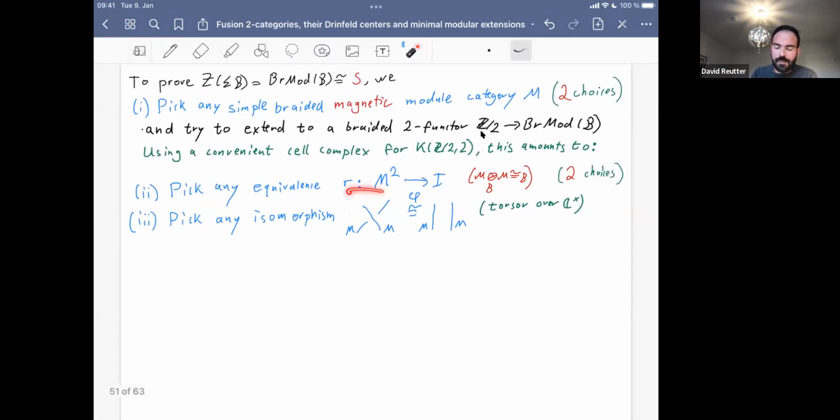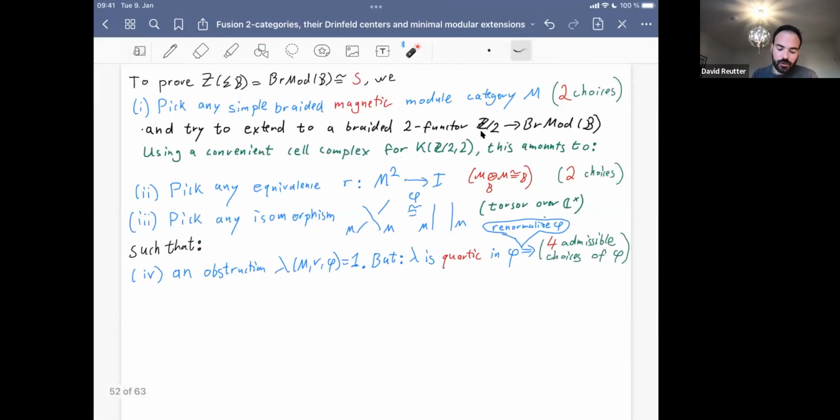Up to this point, that's what it means to give a functor out of C mod 2. Next, you have to make sure that this object M braids trivially with itself, because that's what we need for a functor out of C mod 2. So you have to give an equivalence from the braiding of M with itself to the identity on M. And it turns out that this is a torsor over the invertible complex numbers.